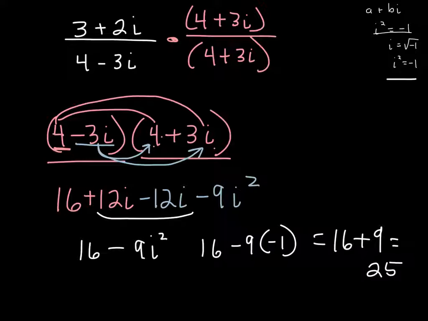Okay, so we already did the denominator, and we came up to 25. So now let's multiply the numerators, or the 3 plus 2i times 4 plus 3i, to find out what our new numerator is, because then we're going to be done with this problem.